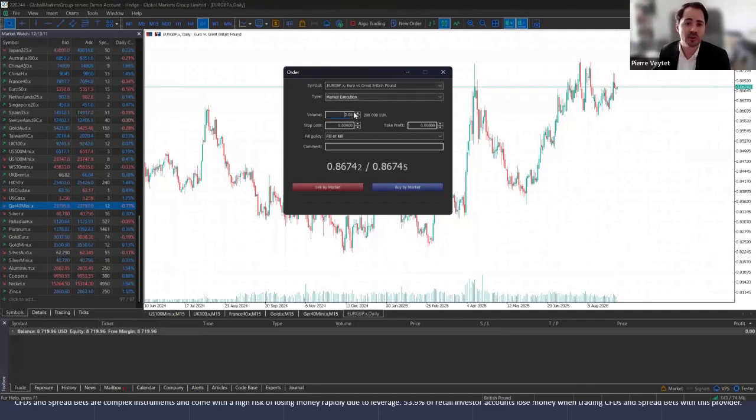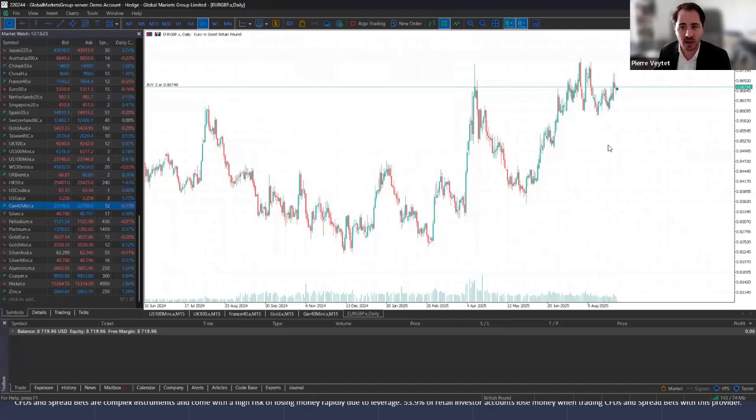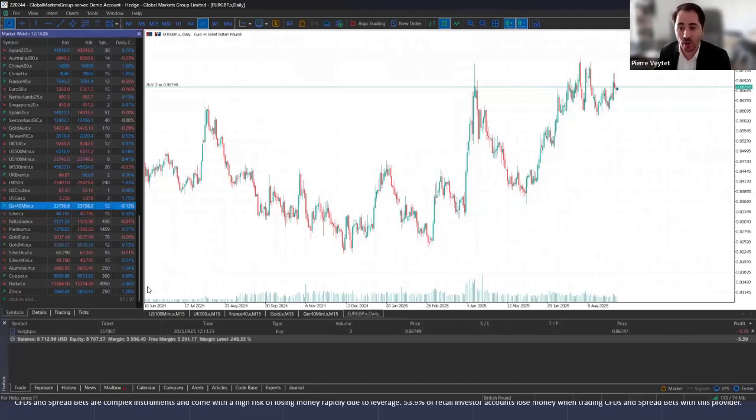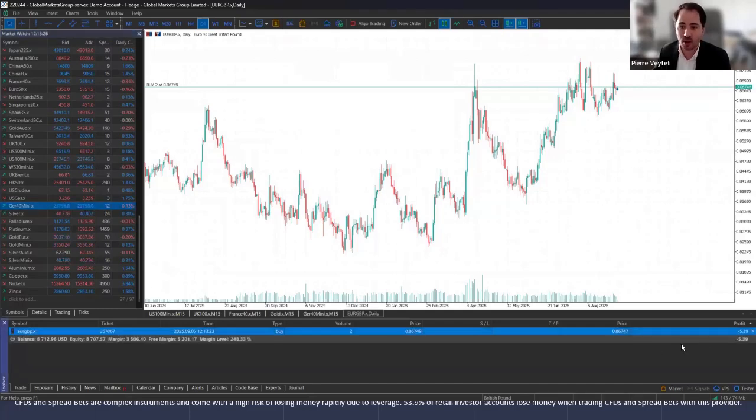You just have to set up your volume, the position sizing, stop loss and take profit, and you just have to click on sell if you predict the market to move down, or buy if you predict the market to go up. Let's do it like this, and I have been executed right away. I have my position line right here, very fast, very reliable. So this is how we do it.